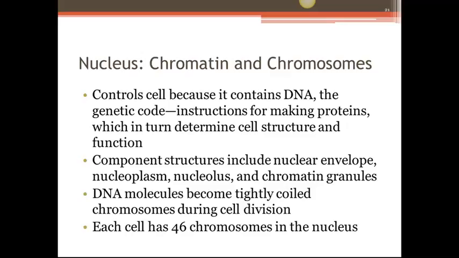It controls the cell because it contains the DNA, or the genetic code, and gives instructions for making proteins, which in turn determine the cell structure and the cell function. Component structures include nuclear envelope, nucleoplasm, nucleolus, and chromatin granules. DNA molecules become tightly coiled chromosomes during cell division. Each cell has 46 chromosomes in the nucleus.